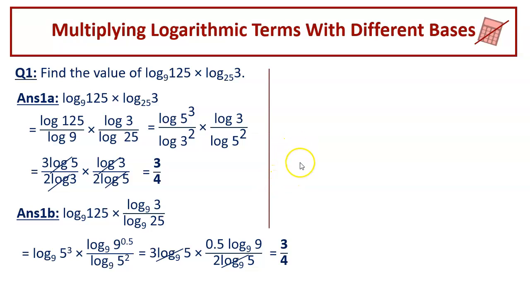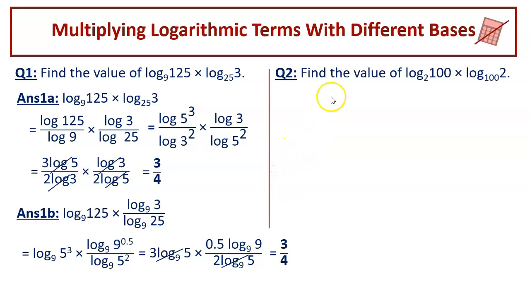Coming to the second question of our today's session, it is: find the value of log of 100 to the base 2 times log of 2 to the base 100. The base and argument have got flipped. What will be the answer? Should we be taking the common base as 2 or common base as 100?